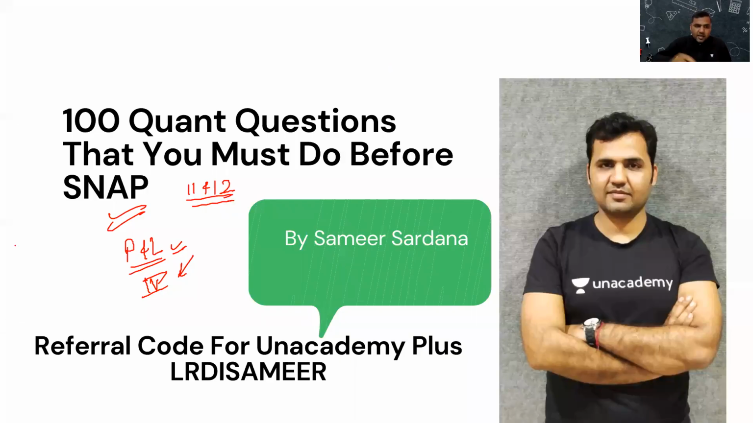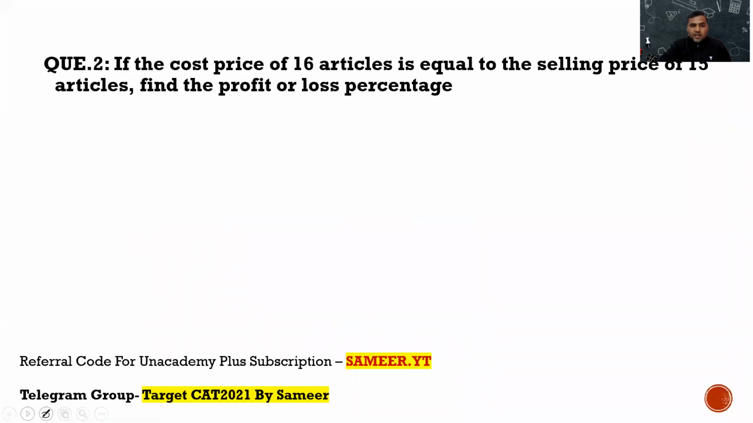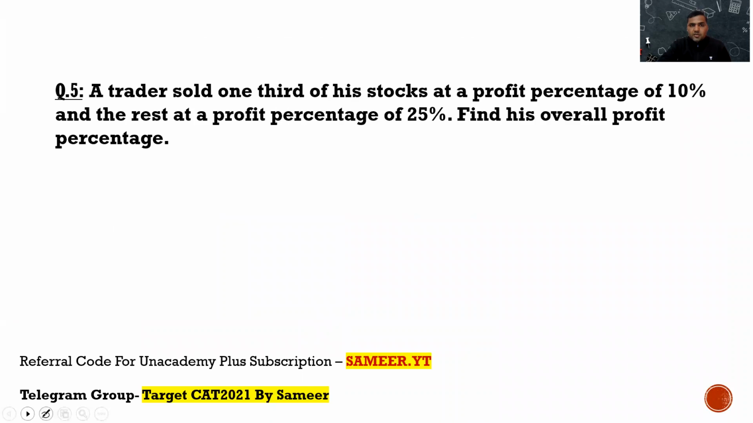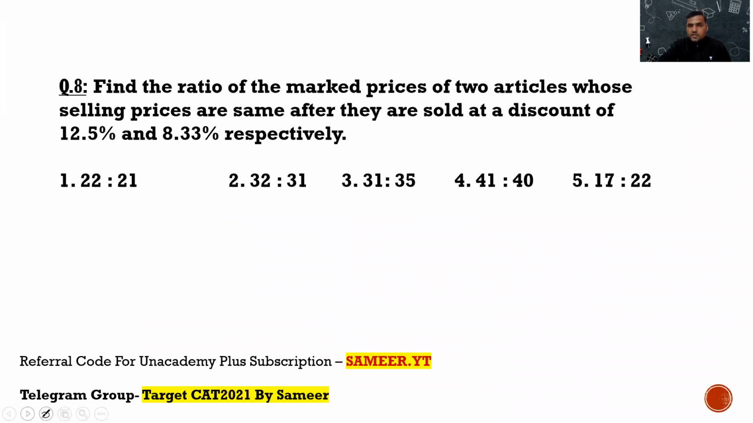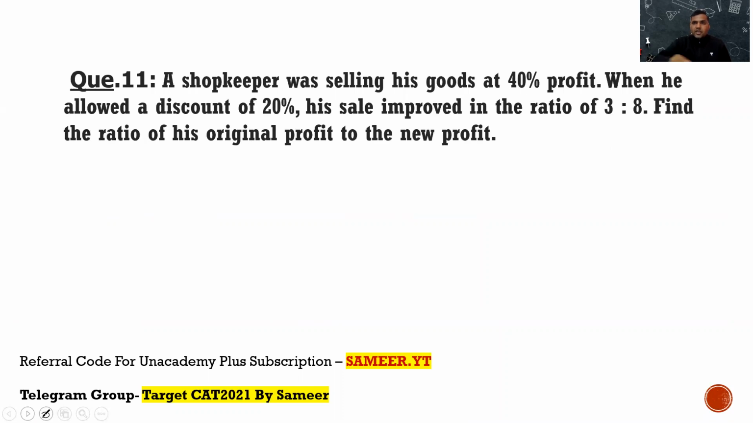So guys, here is the next question on profit and loss, question number 11. Questions one, two, three, all of these have been covered in the previous session. I'll be discussing question number 11 in this video. These are the 10 questions that we have covered. So here is question number 11. It says, the shopkeeper was selling his goods at 40% profit. When he allowed a discount of 20%, his sales improved in the ratio of 3:8. Find the ratio of his original profit to the new profit.